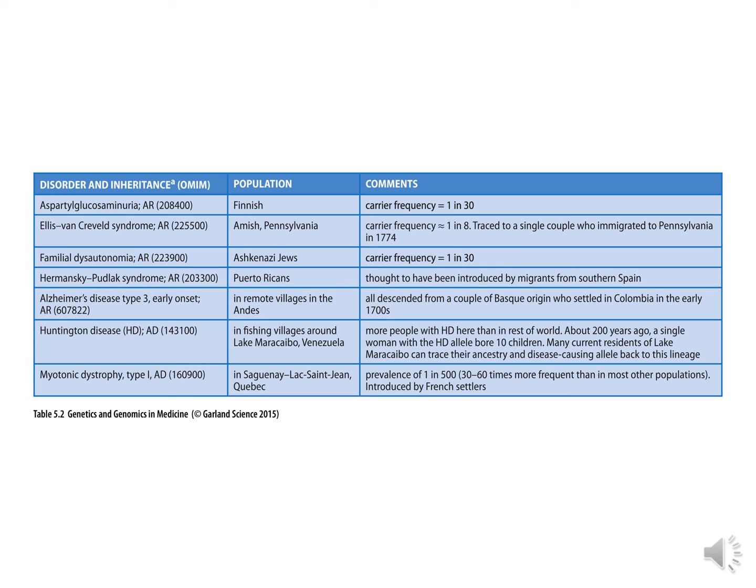And it goes on. We see this happen in the Ashkenazi Jewish population and in Puerto Rican populations. Alzheimer's disease type 3, early onset, occurs in remote villages in the Andes, and all descendants are from a couple of Basque origin who settled in Colombia in the early 1700s. And so it is quite interesting, the founder effect.